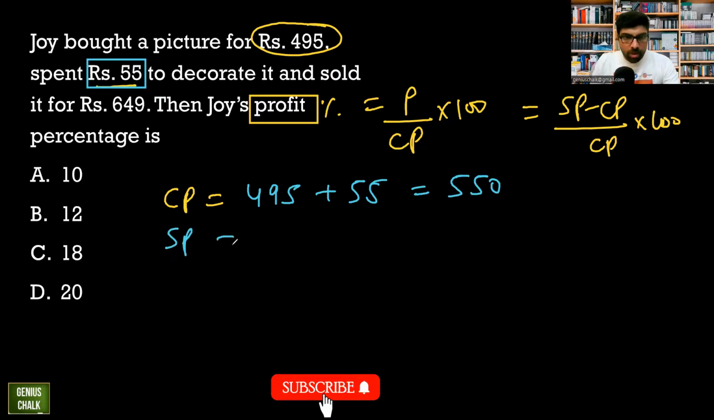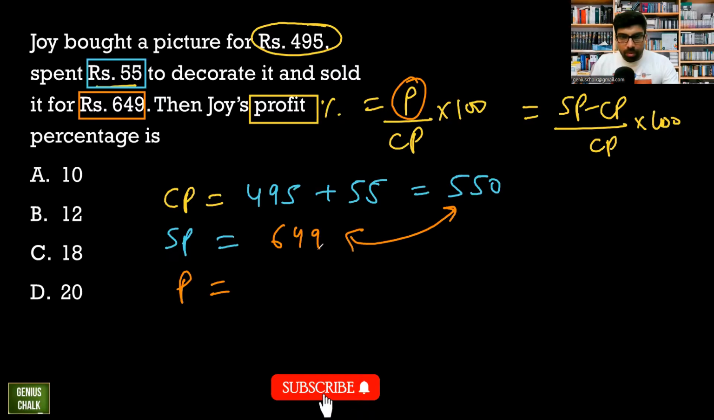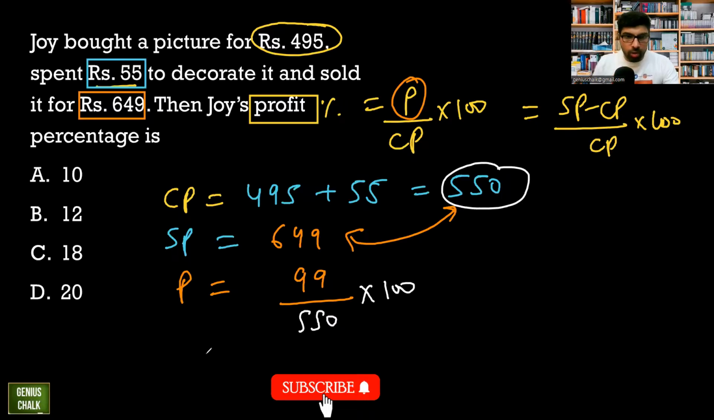So what is the total selling price? He sold it for rupees 649, right? So can you apply in this formula now? So what is the profit? Profit is 649 minus 550. So what is the difference? 649 and 550, difference of 99, and difference of 99 on cost price. Cost price is 550, and we know we have to multiply by 100 in order to get the profit percent.